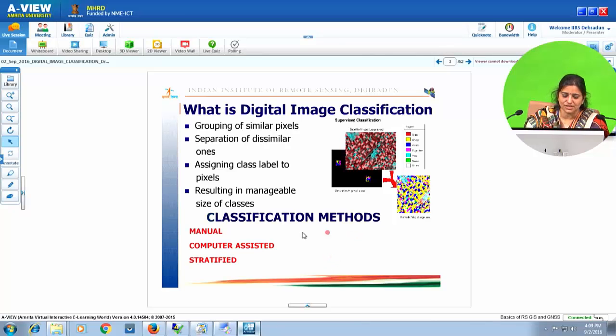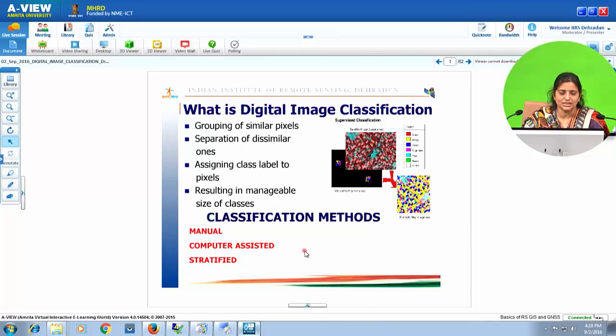So today's discussion is based only on the computer assisted method of classification, that is digital image classification. Within digital image classification also we are only going to discuss the hard classification methods, in which we either classify a pixel into a particular class or we do not. That means for the questions that we ask, we will have a simple yes or no answer, that is, the pixel belongs to a class or it does not belong to a class.